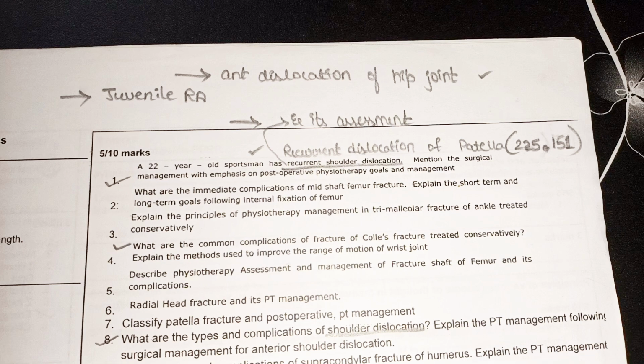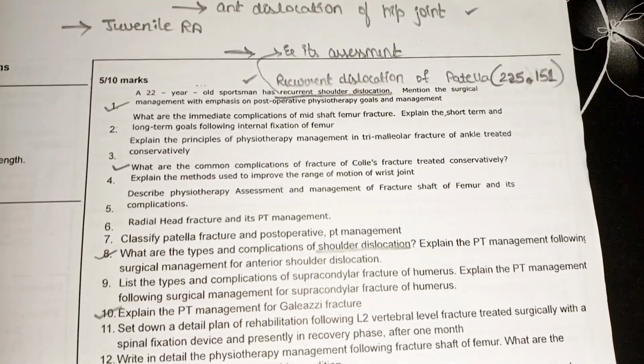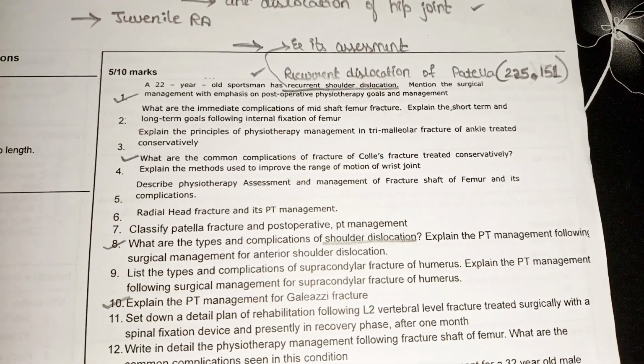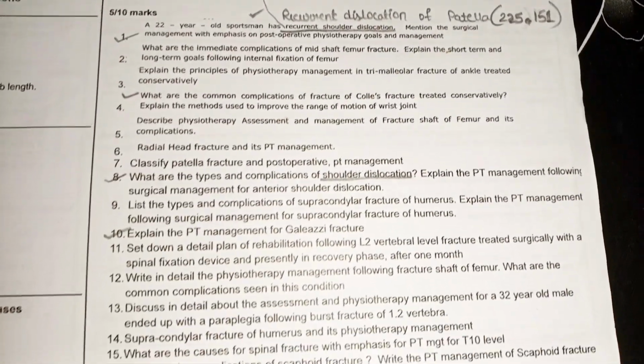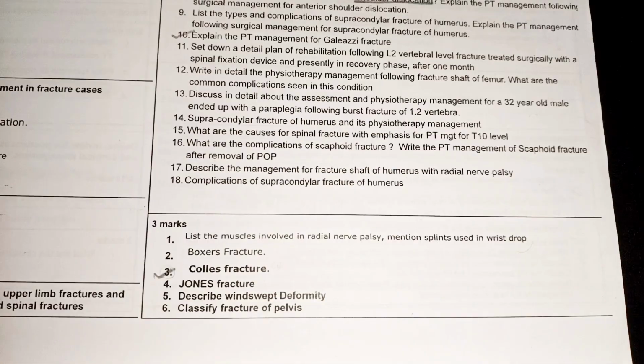17th one, describe the management for fracture of shaft of humerus with radial nerve palsy. And the last one, complications of supracondylar fracture of humerus. Now coming to the important 3 marks.